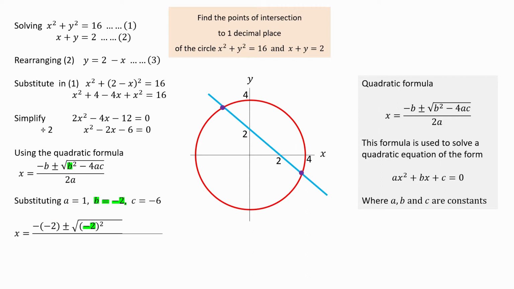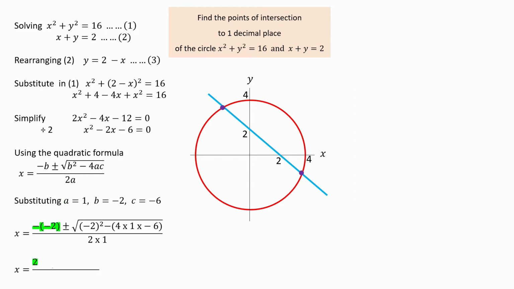or minus the square root of (negative 2) all squared, minus, and within brackets, 4 times 1 times negative 6, all within the square root, all over 2 times 1. Now simplify the equation to obtain x equals 2 plus or minus the square root of 4 minus, and in brackets, negative 24, all over 2.